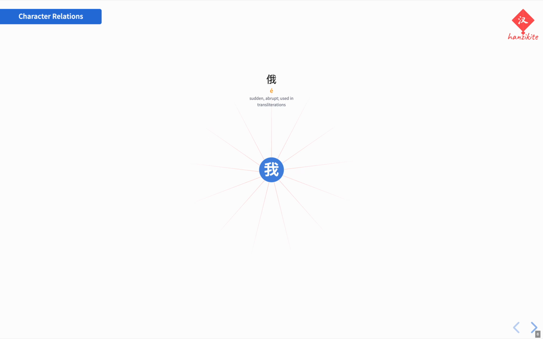The character 我 is related to other Chinese characters. Let's explore these connections and see how they share components or meanings.